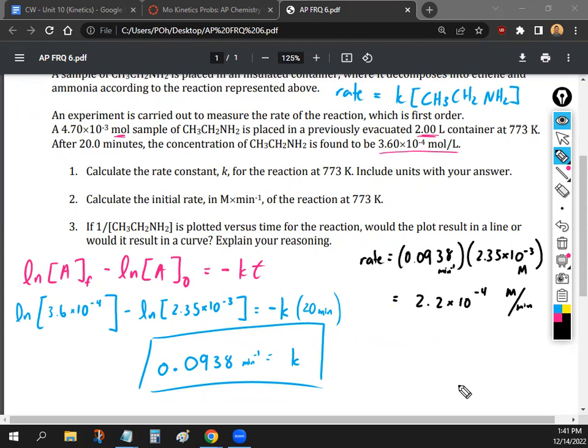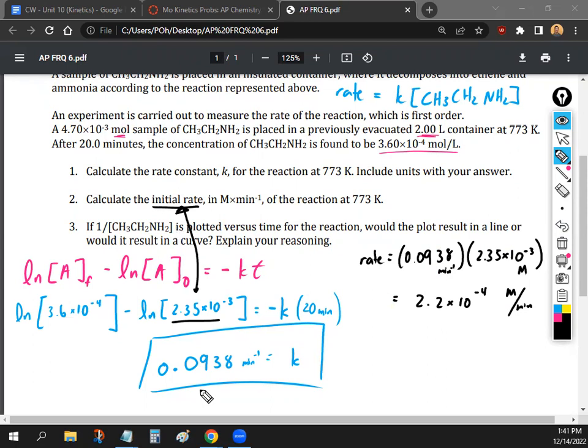And the reason why we use the initial concentration is because you're looking for the initial rate. So you're going to want to use the initial concentration in conjunction with the initial rate. All right, any questions on that part? Yes, of course.